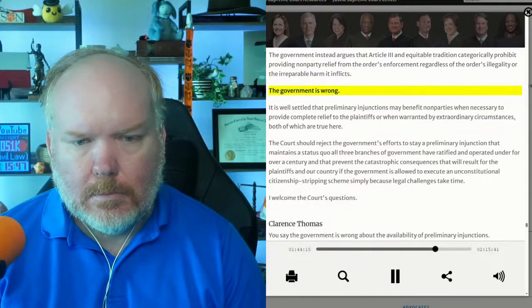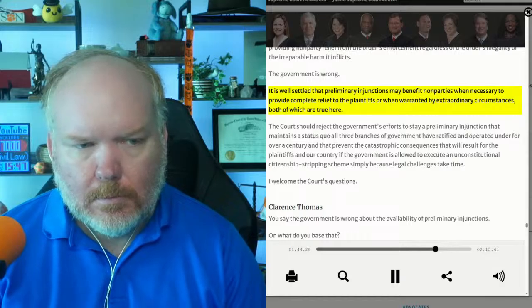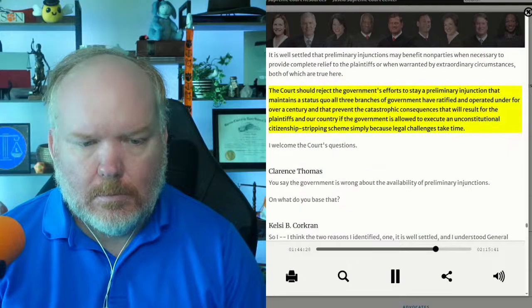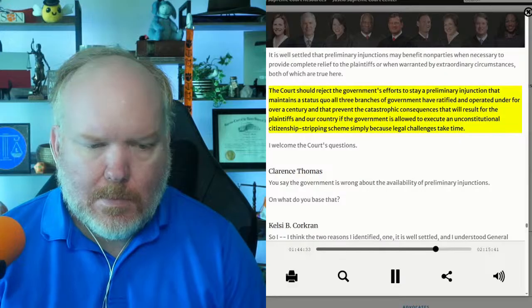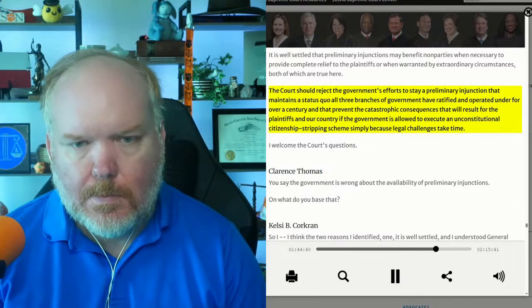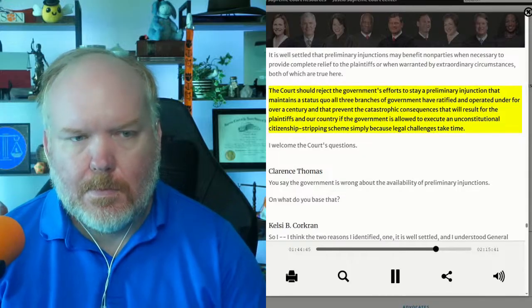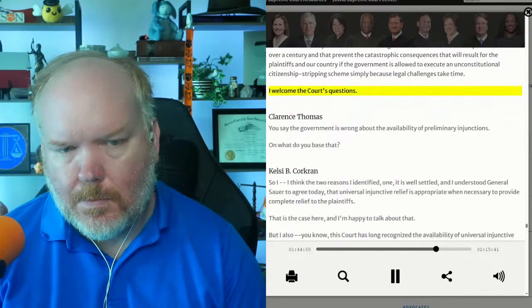The government is wrong. It is well settled that preliminary injunctions may benefit non-parties when necessary to provide complete relief to the plaintiffs or when warranted by extraordinary circumstances, both of which are true here. The court should reject the government's efforts to stay a preliminary injunction that maintains a status quo all 3 branches of government have ratified and operated under for over a century, and that prevent the catastrophic consequences that will result for the plaintiffs and our country if the government is allowed to execute an unconstitutional citizenship stripping scheme simply because legal challenges take time. I welcome the court's questions.